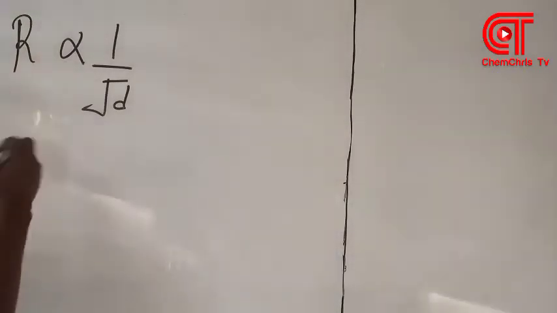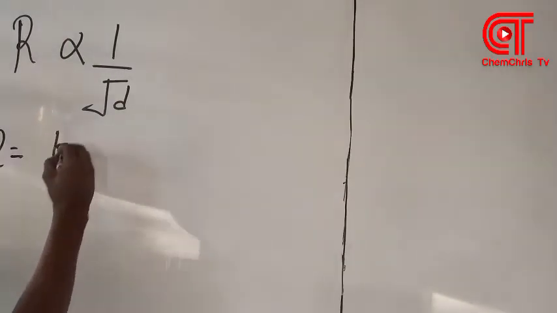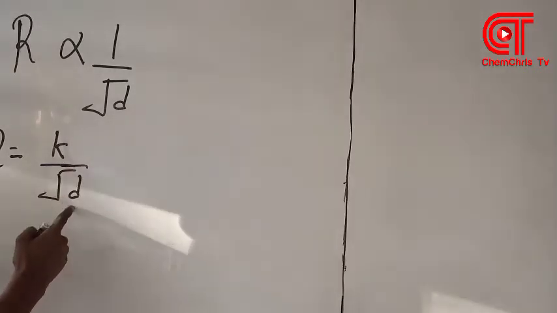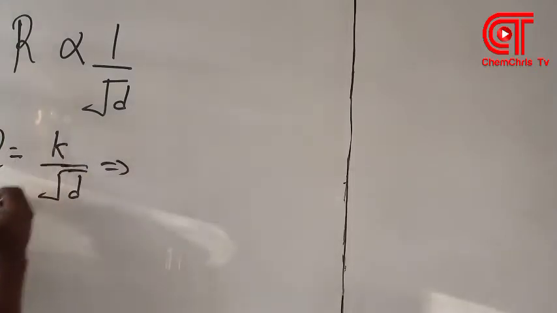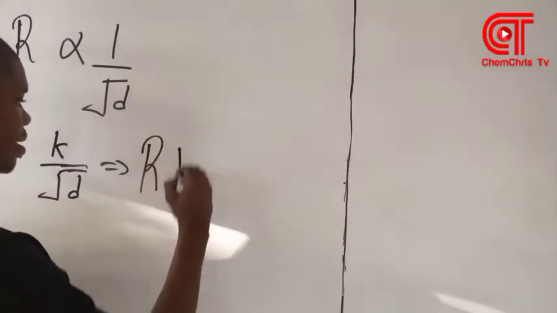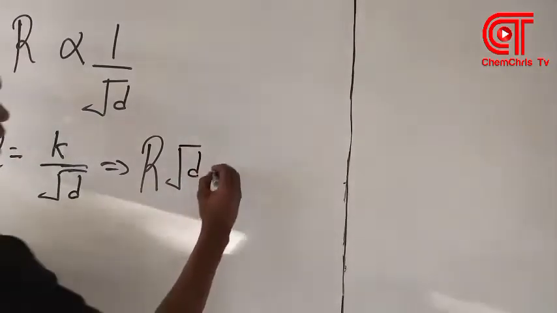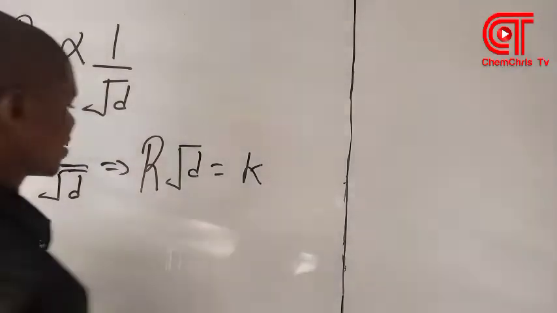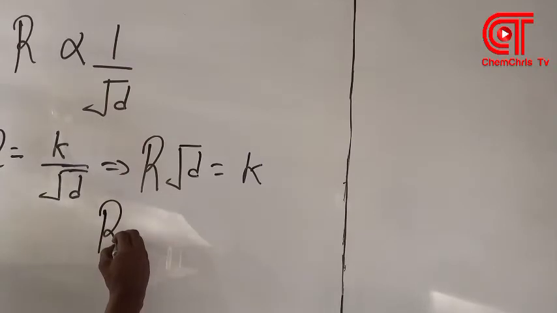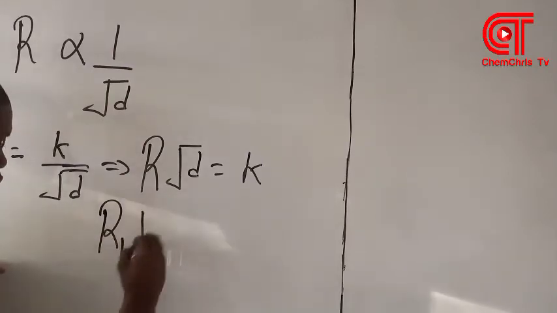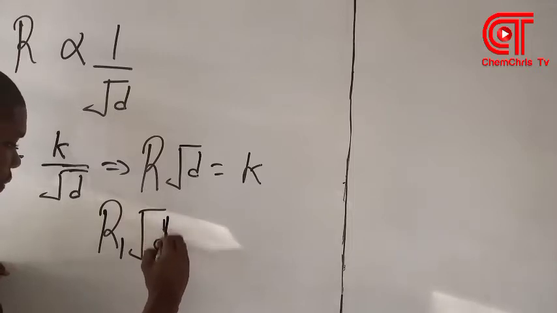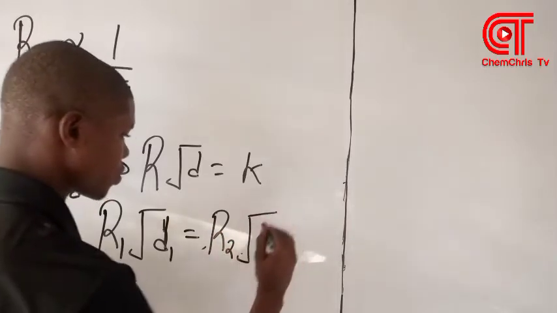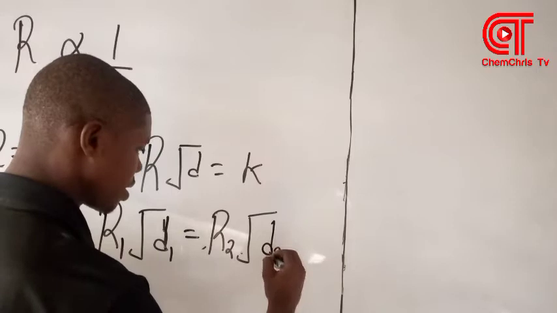So if you remove this sign here, we have rate equals k over the square root of the density of the gas, right? So if you cross multiply here, we have rate times the square root of the density of the gas equals k. Do you get that? So if you involve two gases here, we have the rate of the first gas times the square root of the density of the first gas equals the rate of the second gas times the square root of the density of the second gas.